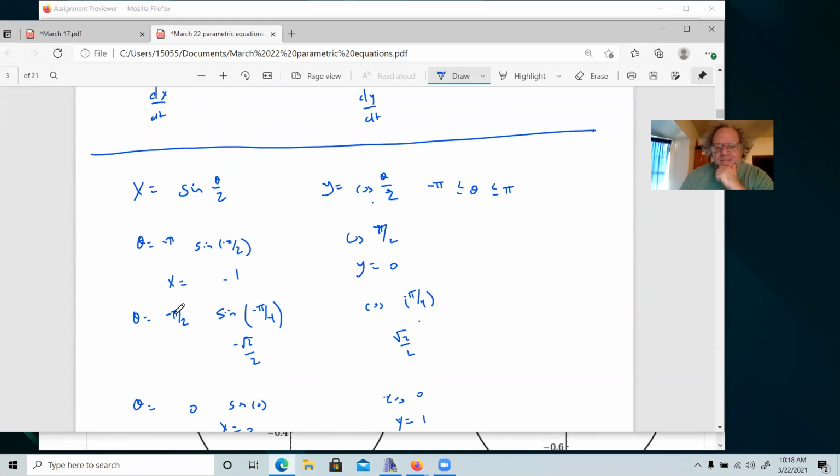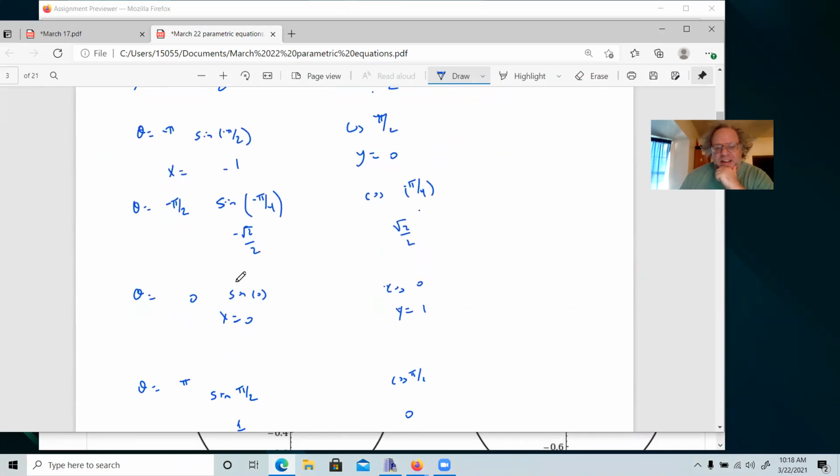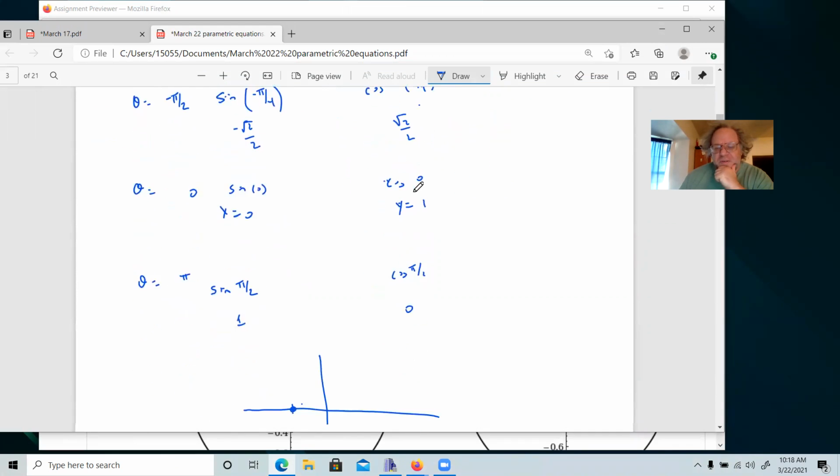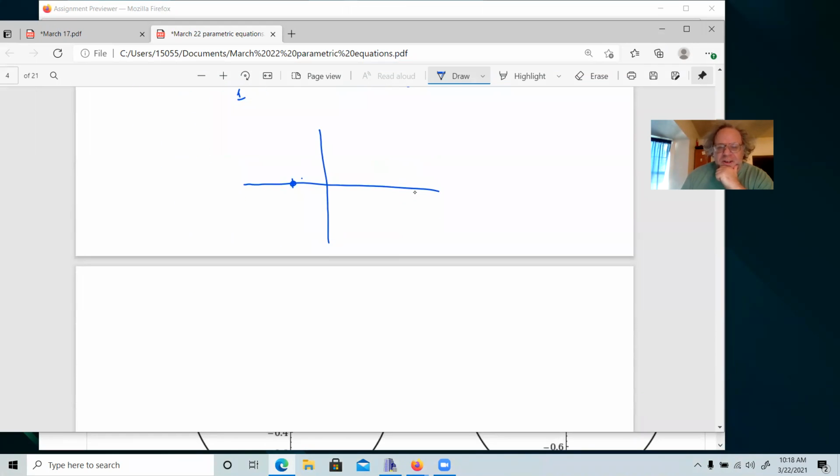Okay, theta went to pi over 2, negative pi over 2. So we're at negative, right? My x value is negative pi over 2. Y value is square root of 2 over 2. So that's going to be in here somewhere. All right, so here we are.